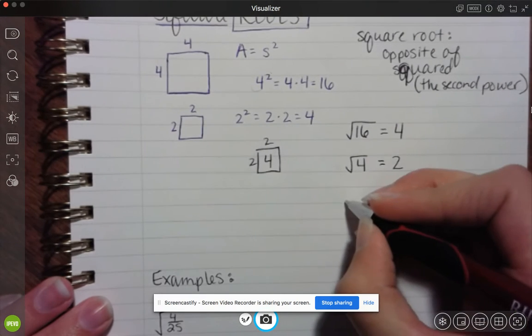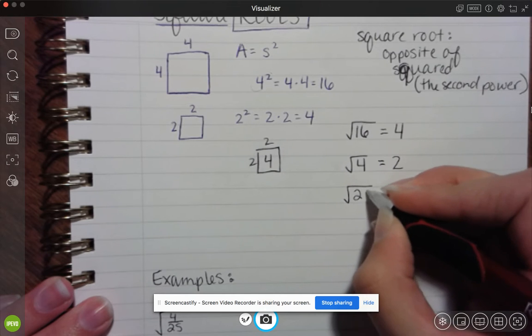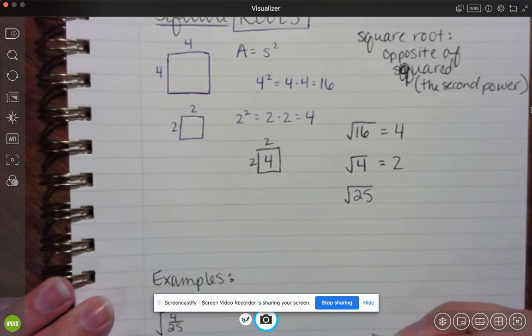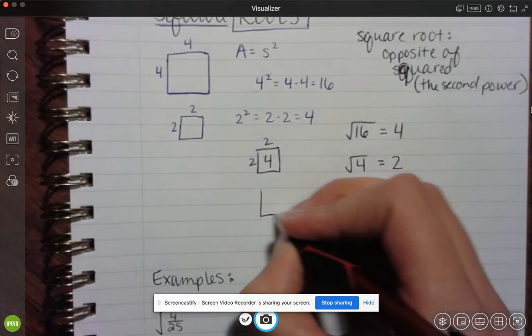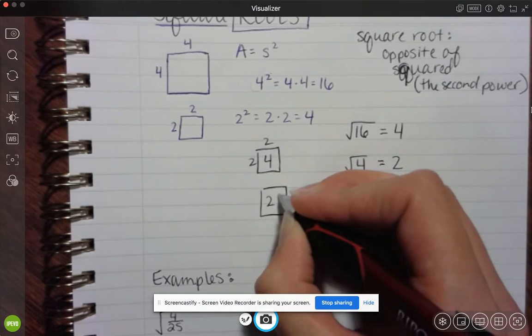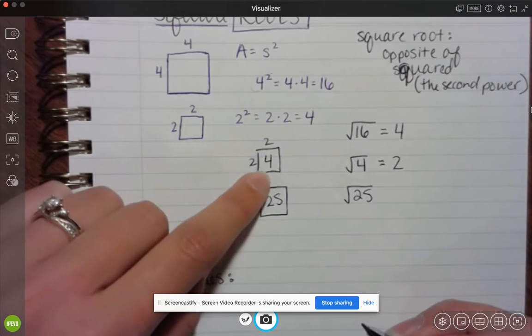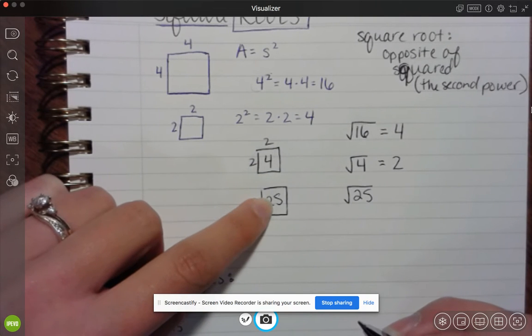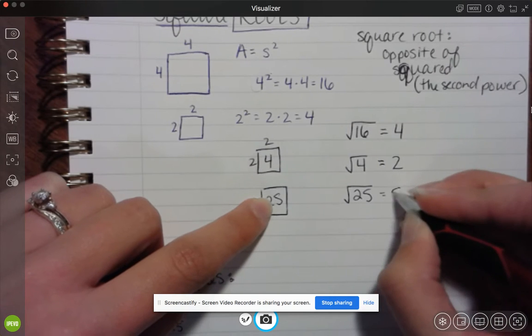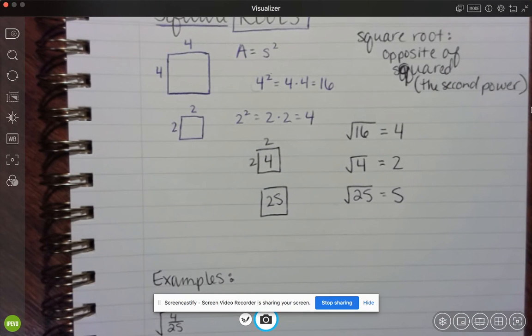What about square root of 25? Right? I can think about this with the square again. If I have a square and it has area 25, what are my side lengths? What times what, they have to be the same number, will give me 25? Well, 5 times 5 is 25. So the square root of 25 would be 5. Right? So that's what a square root is.